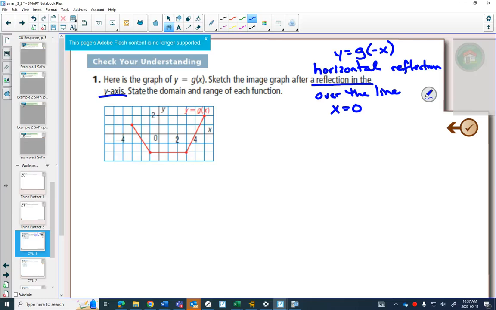And the reason I wrote those 4 things is because this same question can be asked by changing the end of this with any one of those, right? You sketch the image graph after a horizontal reflection. Or I could say, sketch the image graph of y equals g of negative x. Or sketch the image graph after reflection over the line x equals 0. So we have the same question. I can change the words and ask it in 4 different ways.